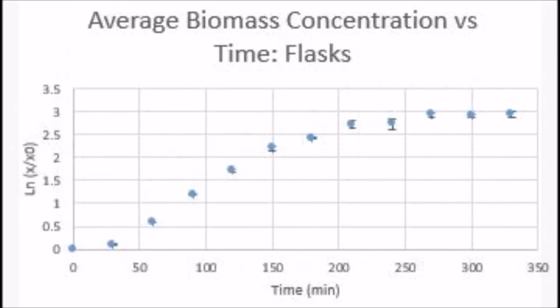The data for the flasks show that the E. coli growth was less than it was in the bioreactor. Again, only the first 6 data points were used to determine the maximum growth parameter, which was determined to be 0.0157 inverse minutes. The error bars on the graph were determined from the standard deviation error of the 4 flasks we took samples from.